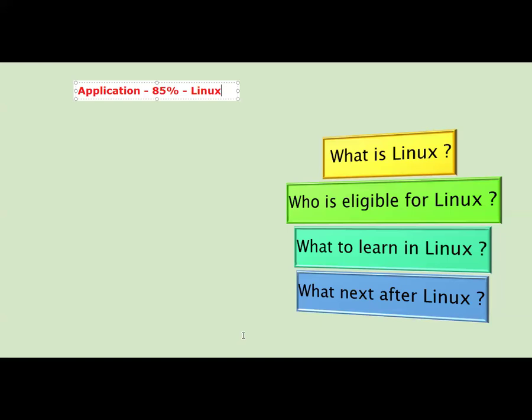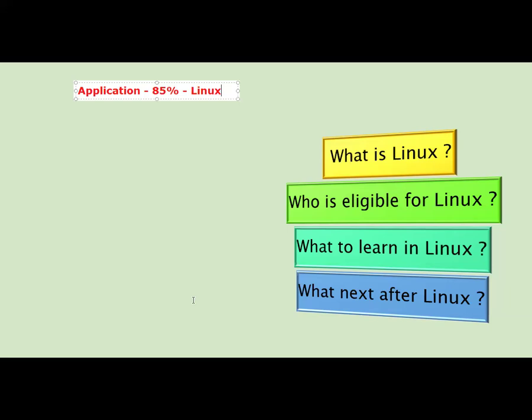No ifs and buts here, my friend. You should learn Linux. You must learn Linux. There are absolutely no ifs and buts there. You must learn this. Your resume will be highlighted if Linux is mentioned in your resume. Not basics. I'm talking about the administration.